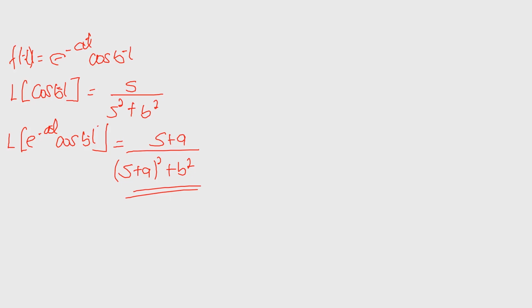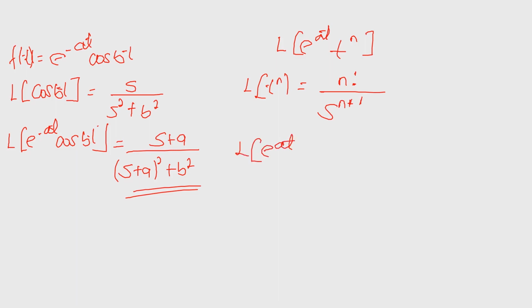Let's take another example. We have the Laplace transform of e raised to the power of at, then t raised to the power of n. You already know that the Laplace transform of t raised to the power of n is equal to n factorial over s raised to the power of n plus 1. Therefore, according to the shift theorem, the Laplace transform of e raised to the power of at, t raised to the power of n will be equal to, anywhere you see s, you are going to put s minus a, because the a here is plus, so you are going to put minus. So it's going to be n factorial over s minus a raised to the power of n plus 1. So that is on that.